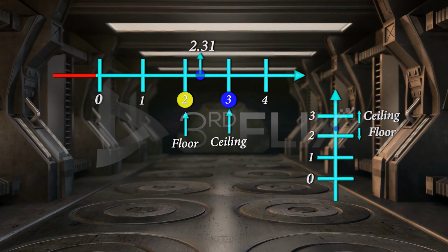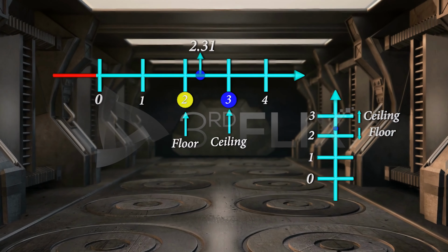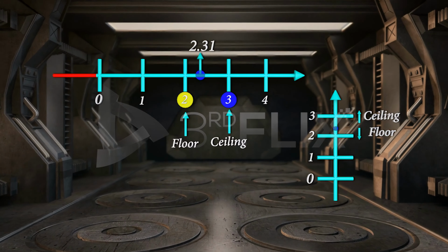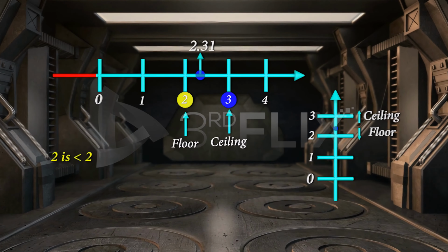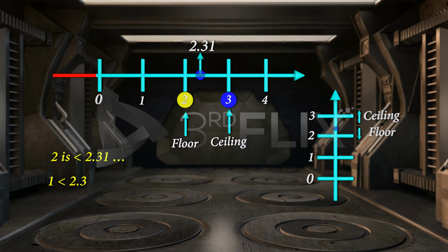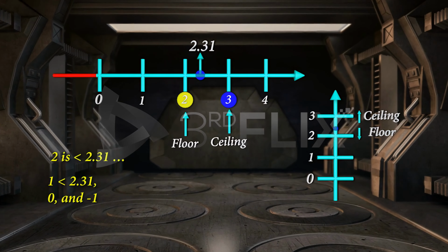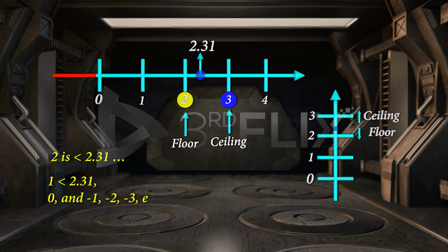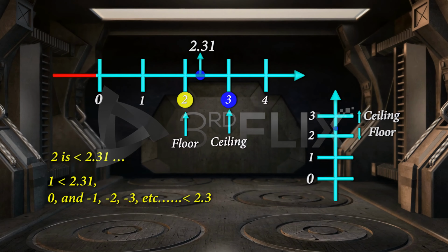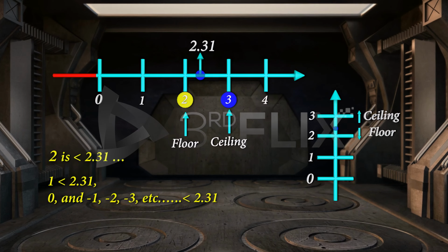The floor of 2.31 must be an integer, and it must be less than or maybe equal to 2.31, right? 2 is less than 2.31, but 1 is also less than 2.31, and so is 0 and -1, -2, -3, etc. There are lots of integers less than 2.31. So choose the greatest one, which is 2 in this case.